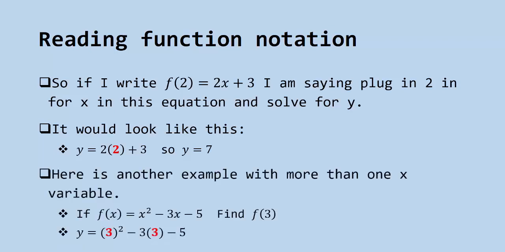Here's another example with more than one x variable. If f of x is equal to x squared minus 3x minus 5, find f of 3. So wherever I see the x in my equation, I've set a set of parentheses, and I've plugged in the 3 from the function. And I can see that in this case, it's simply 3 squared minus 3 times 3 minus 5. You would simplify to get y.